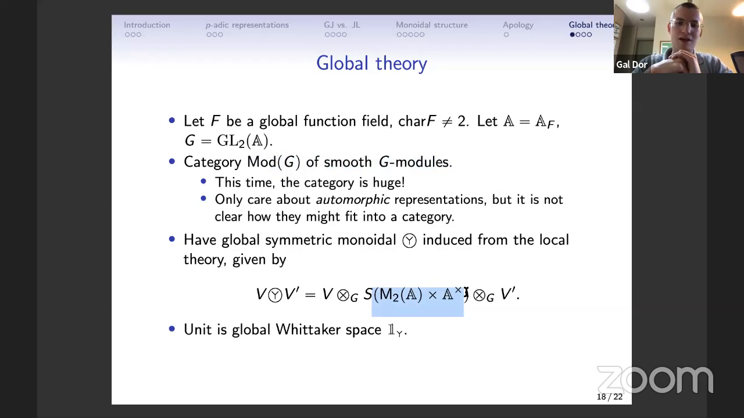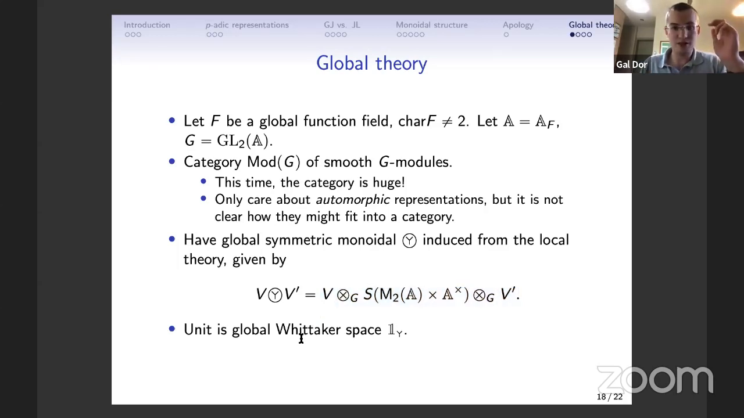So you can give a triple action on functions on M2A times A star, and you can use this to define a bifunctor, where you take V, V prime to be the tensor product of V, this space of functions, and V prime. And this is again a symmetric monoidal structure on this huge category mod G, and it has a unit which is the global Whittaker space.